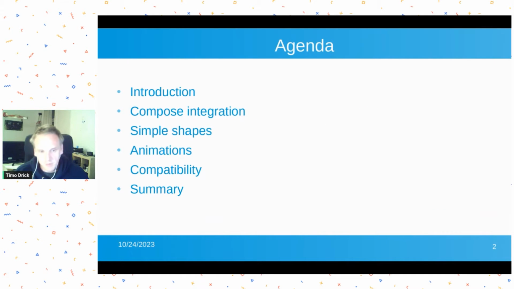First, I will give you a short introduction: what are pixel shaders, and show you some samples. Then I will show how you can use it in Compose. And then we will start with drawing simple shapes using shaders, and then go to animations. And at the end, I will also talk a little bit about compatibility. Maybe if there's some time left, we can do a short live coding session, but we will see. And then I will show a summary. So let's start.